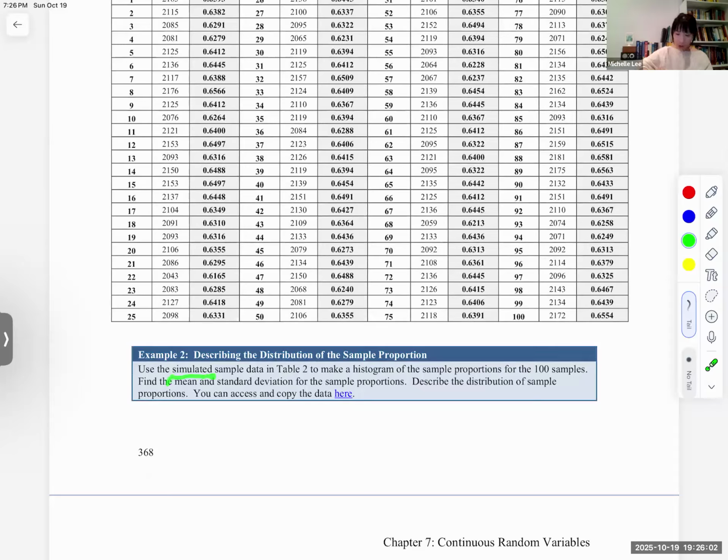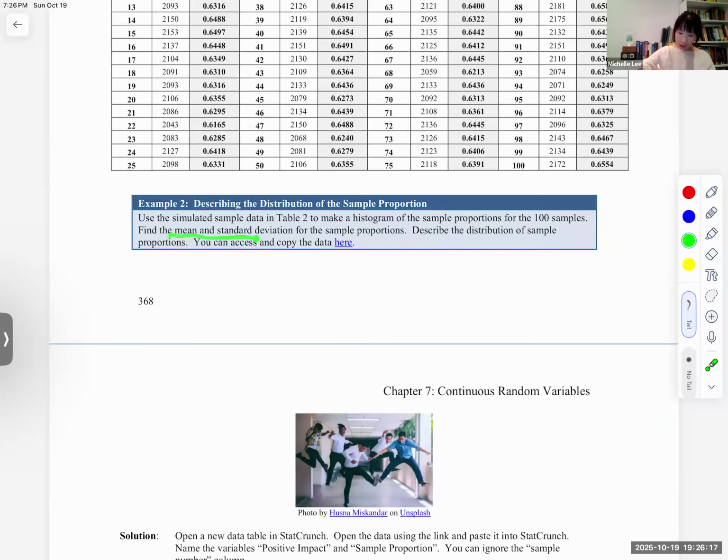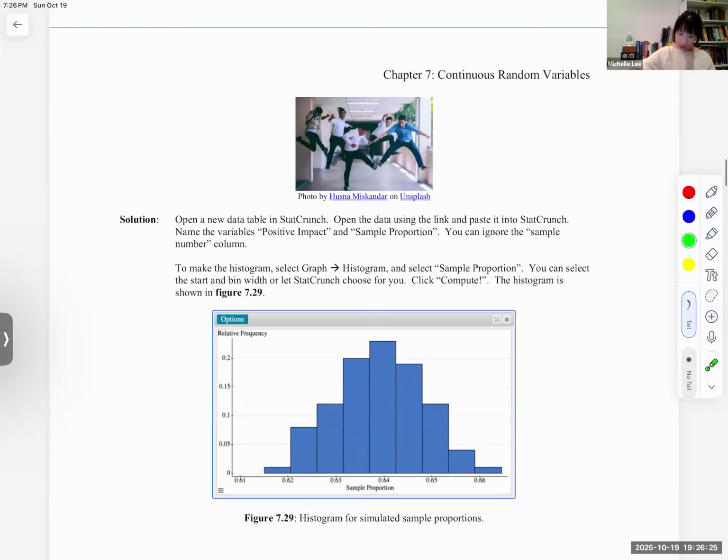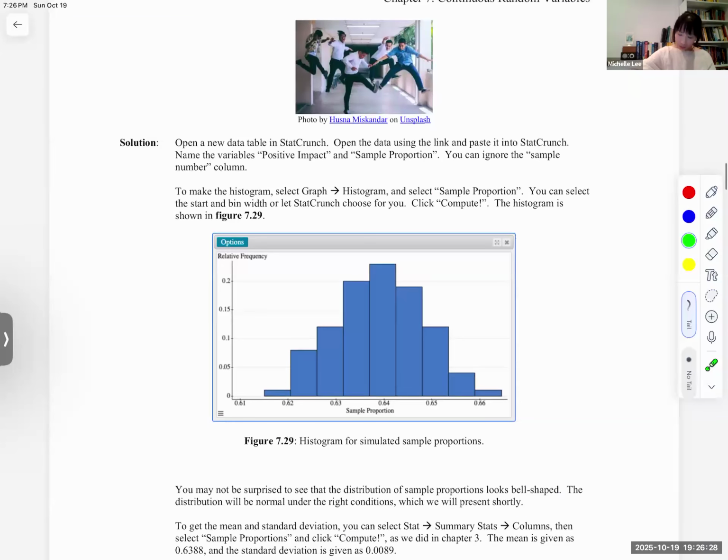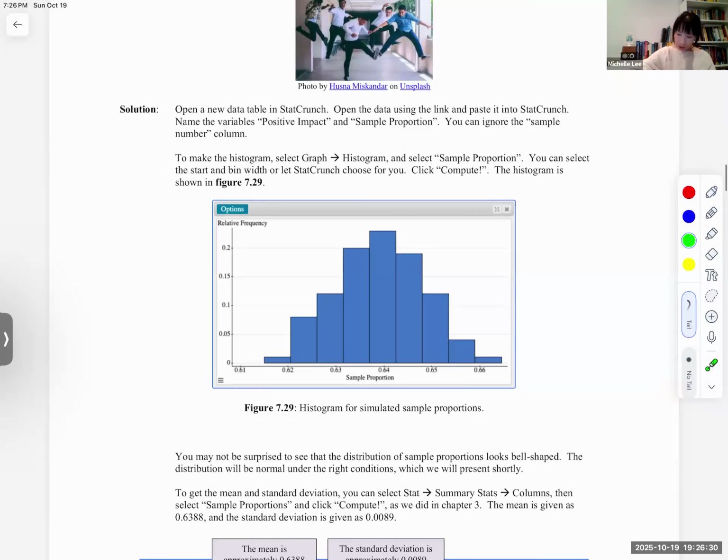Now let us do this one. Use simulated sample data table 2. We want to describe the distribution of a sample proportion, so we want to find the mean and standard deviation for the sample proportion. This textbook has everything. We have a histogram for the sample proportion, and it looks bell-shaped, right?